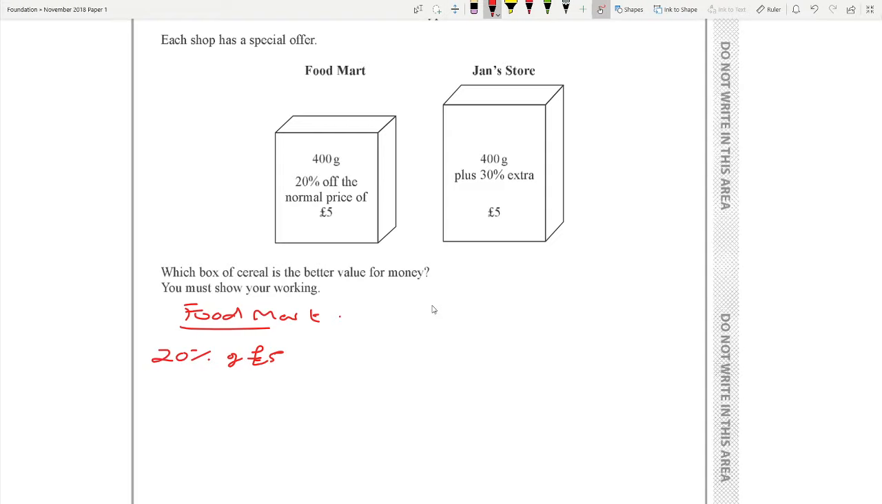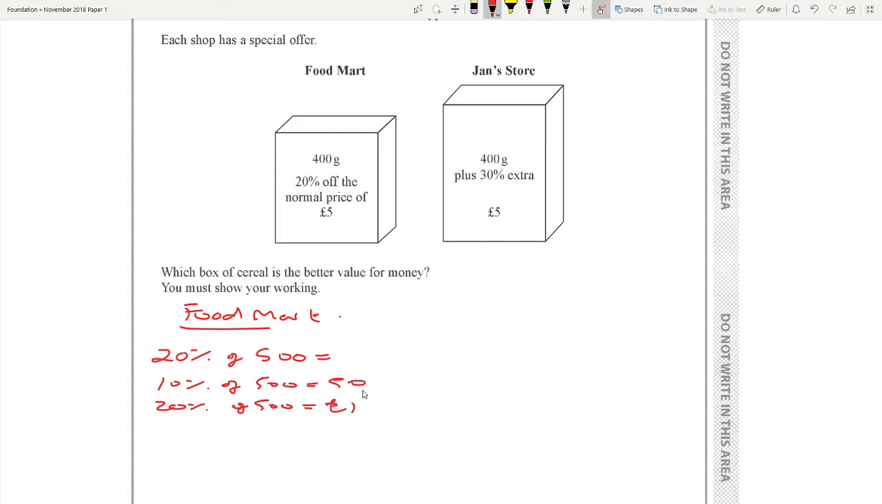Okay, so 10% to work out 20%. Start off by working out 10%, which is going to be 50p. So imagine £5, if we work in pence, of 500. Well, 10% is going to be 50, so therefore 20% of 500 is going to be double that, isn't it? Which is 100, which is £1.